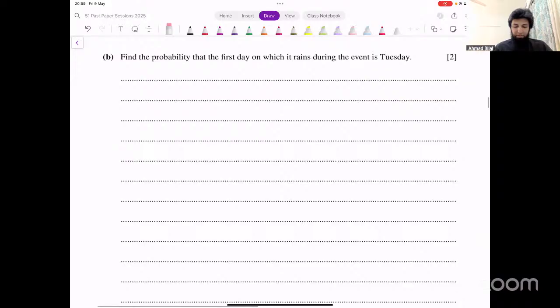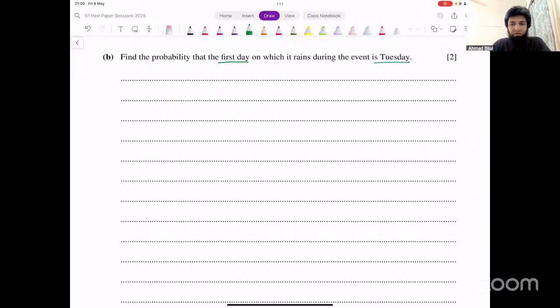Find the probability that the first day on which it rains during the event is Tuesday. First day on which it rains. We're talking about first success. Can we say this is geometric distribution? We're talking about first success. That's what we do in geometric distribution generally. We talk about first success, right?